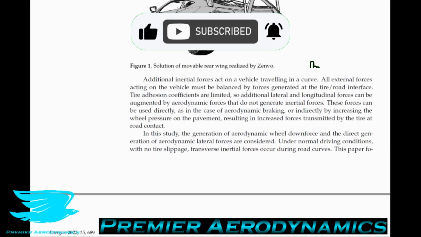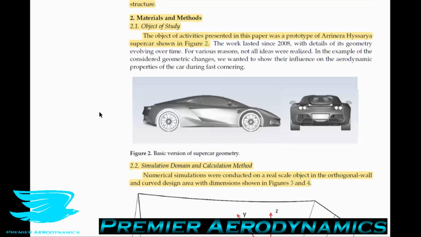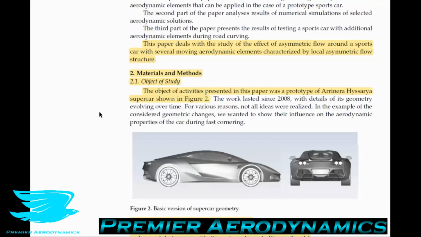So they say this paper deals with the study of the effect of asymmetric flows around a sports car with several moving aerodynamic elements characterized by local asymmetric flow structures. So in other words, a car moving around corners and the flow control devices are creating asymmetric structures, which is quite unusual for a car. Usually they're quite symmetrical. At the very least, they are bluff, so they do have this periodic symmetry to them. If you were to average them out over time, the wake would look symmetric.